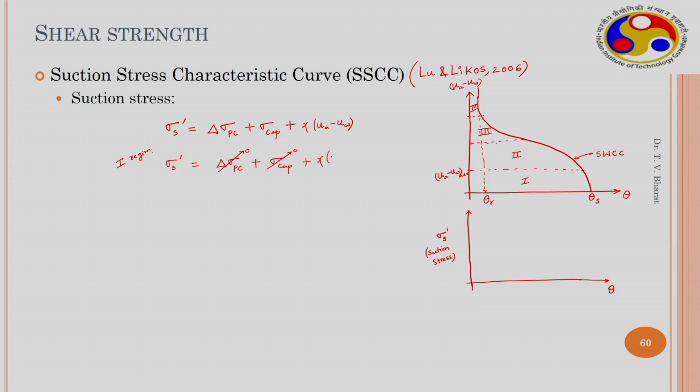Then you have xi times ua minus uw. Here xi is approximately equal to 1, and whatever the variation in ua minus uw, you will see it in the suction stress. Therefore, whatever change you see here, a similar change you will see in the suction stress. So this is the first regime, where ua minus uw is less than or equal to ua minus uw AEV, the air entry value. Now the second regime.